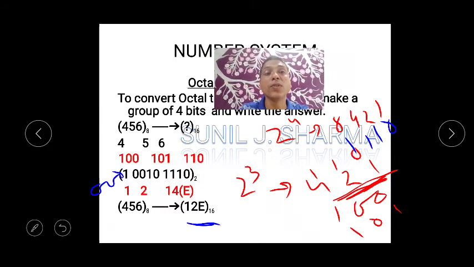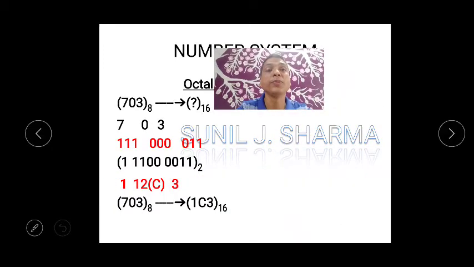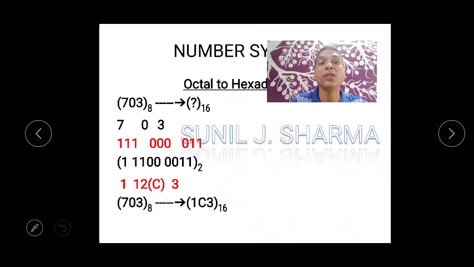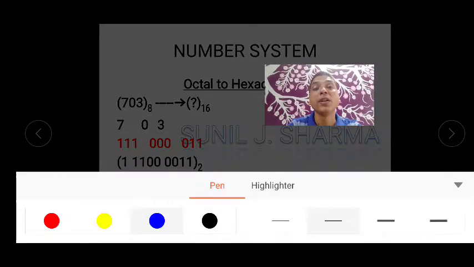And the trick also: for hexadecimal you have to make a group of 4. For octal you have to make a group of 3. Okay, so let's go with the next problem. I have taken this problem purposely because many students can make a mistake, writing 0 only once. It should not happen that 0 is written only once.